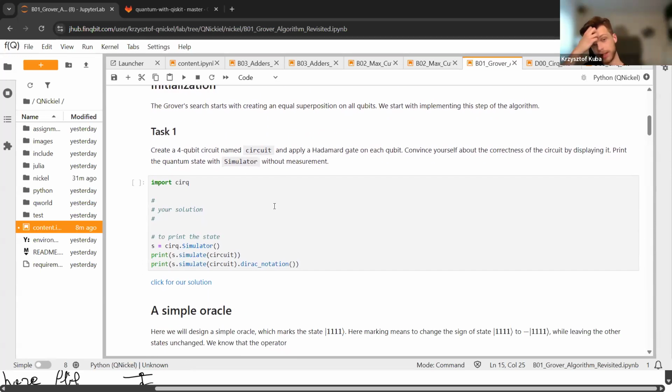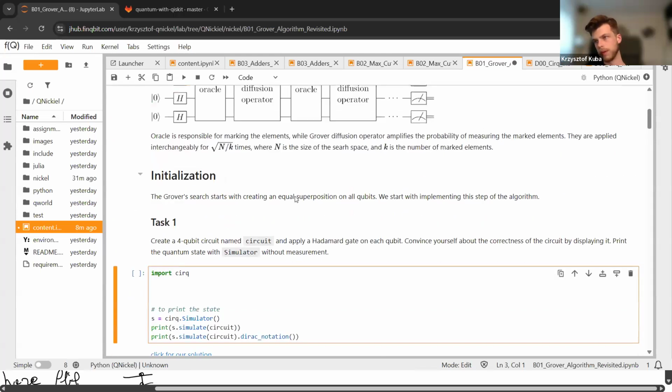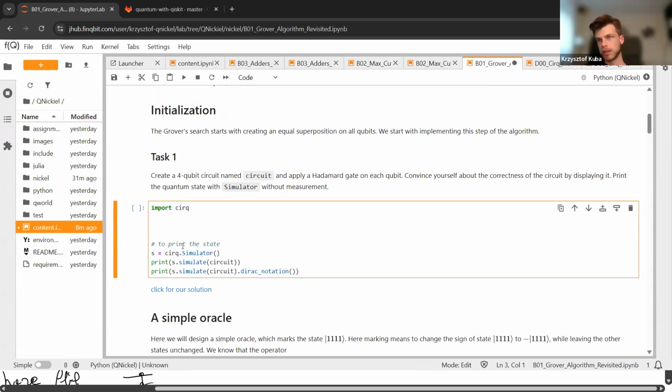And so on. So task 1 is to create a 4-qubit circuit with a Hadamard gate initialized on each qubit. And we should convince ourselves by displaying the quantum state of superposition without measurement. So yeah, we're going to implement this Grover algorithm. Maybe I will give you 2 minutes, and in the meantime, I will write my own solution. If you don't want to, you don't have to watch it, just implement it. But yeah, I'll start writing.